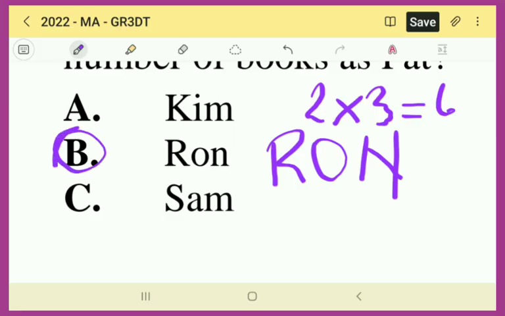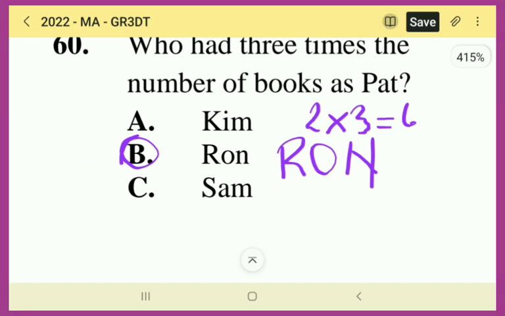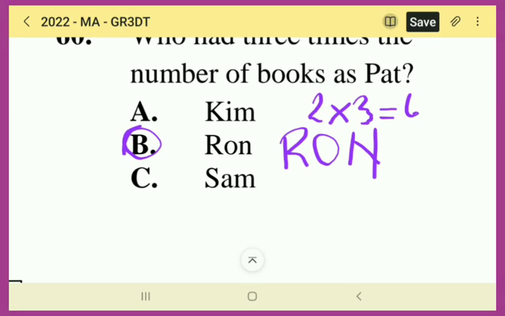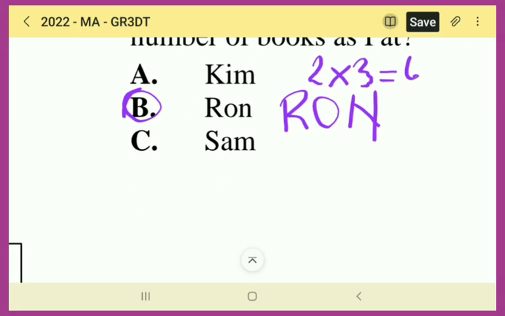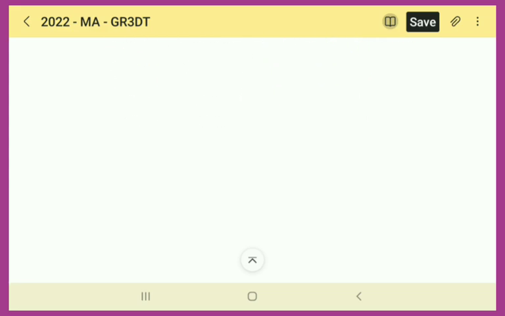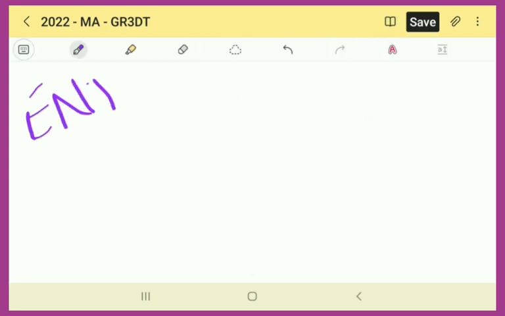Yeah, we've made it to the end, and I think we would have done extremely well on this paper. Give yourselves a big round of applause. All right. So with that, we have come to the end of the 2022 grade 3 diagnostic math test.